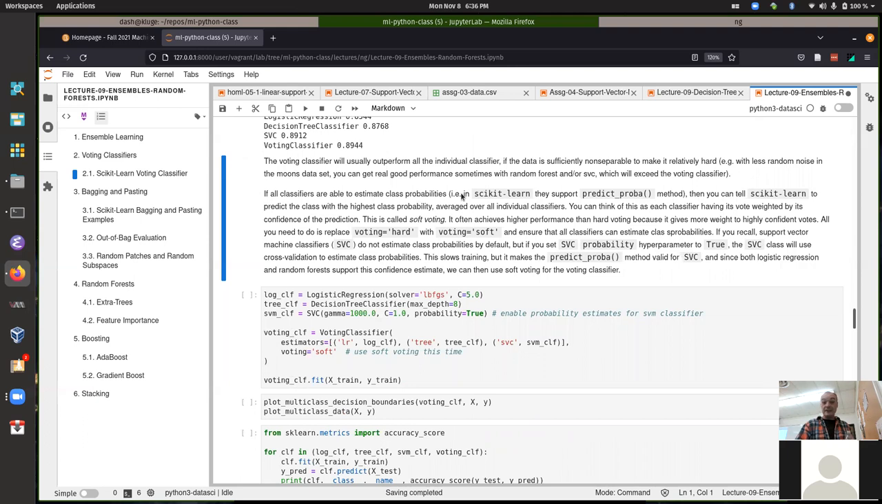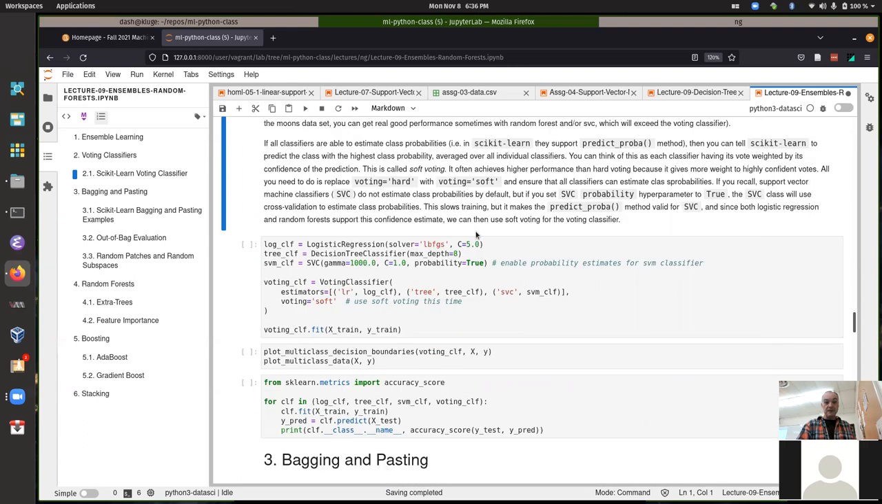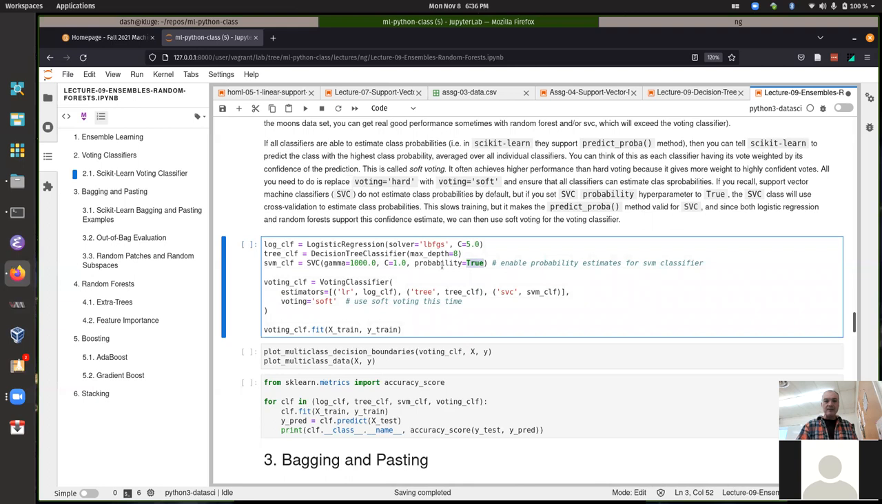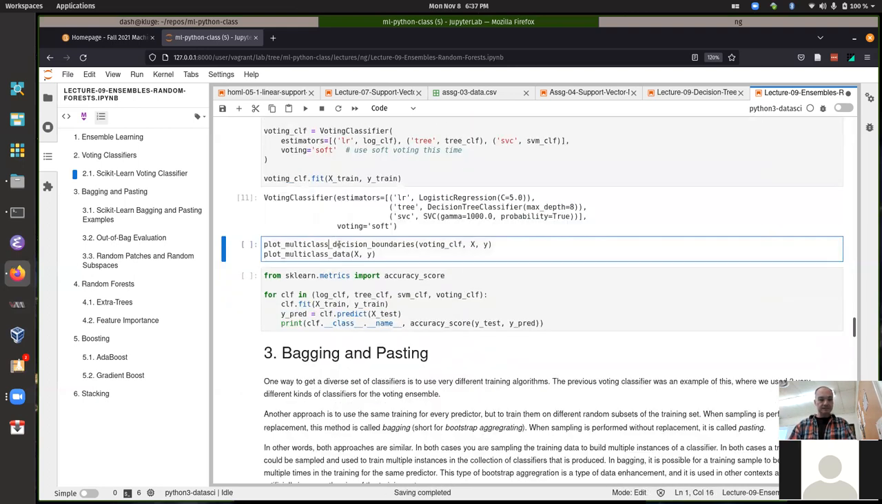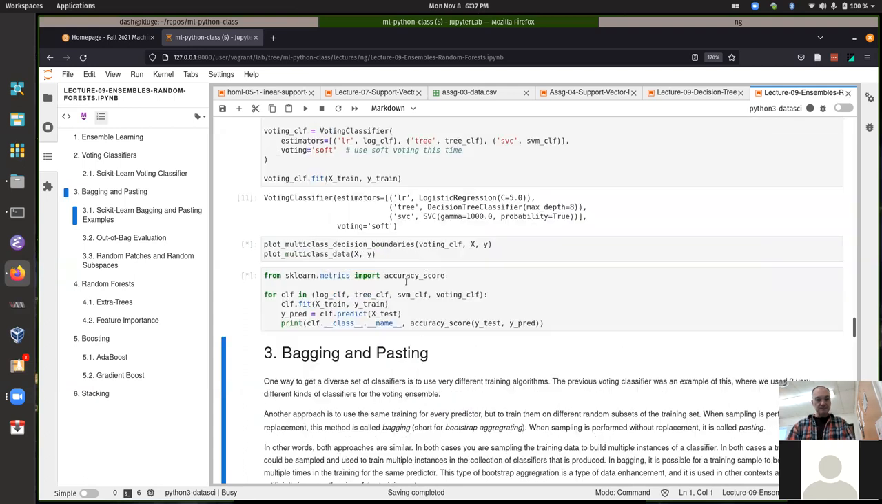If all the classifiers can estimate their confidence, their class probabilities, along with their prediction, you can use soft voting. In this case, all three that we used can give a confidence or a probability, although support vector machines don't do it by default, so you have to enable probability estimates. If you do that, you can get a voting classifier using soft voting, weighted by their confidence. You get a similar result in this example if you plot out the decision boundary.